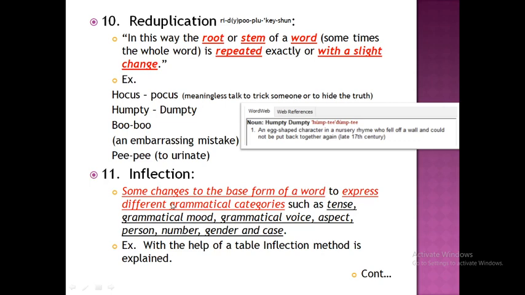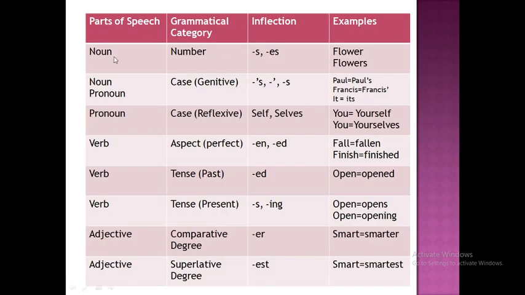Next, and the last one as well, is the inflection technique. Some changes are made to the base form of a word to express a different grammatical category, such as tense, grammatical mood, grammatical voice, aspect, person, number, gender, or case. If this is happening, the technique is called the inflection technique, and it gives us too many new words. We will understand this technique with the help of a complete table. If you have a noun and you want to change its number, you will get a new word with the inflection technique. If there is a word like flower, when you add s, or es for such words where es is accepted, you will get a new word, flowers or dogs, for example.